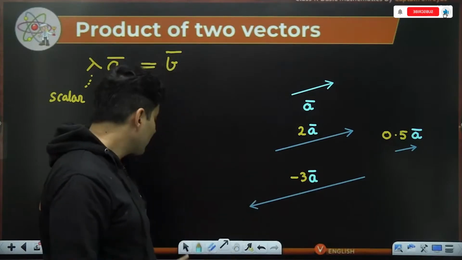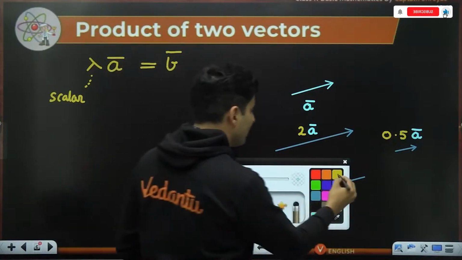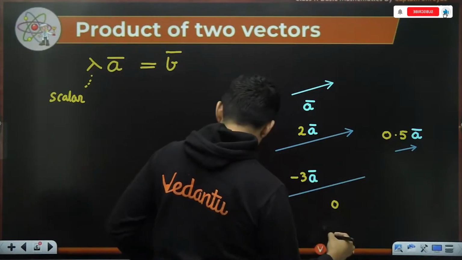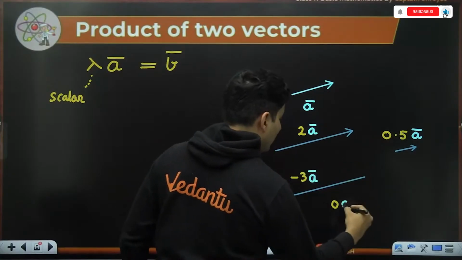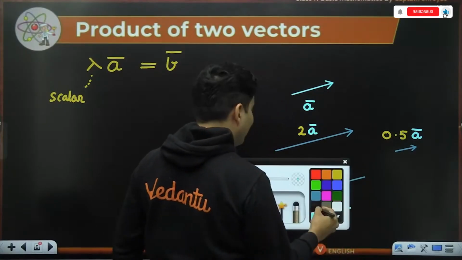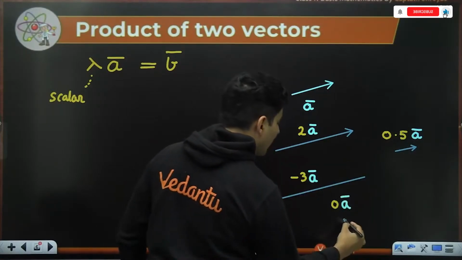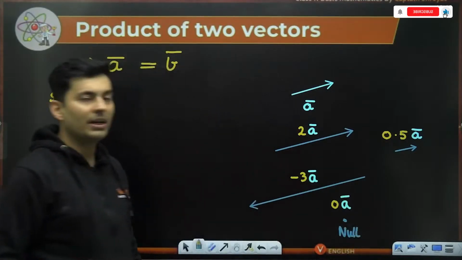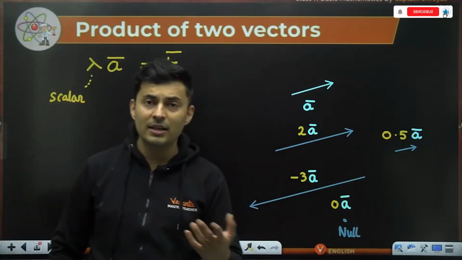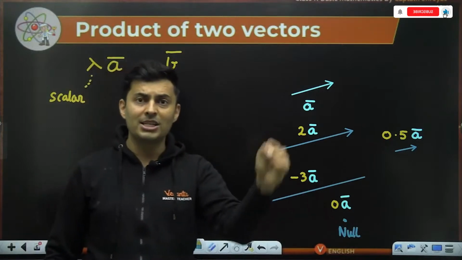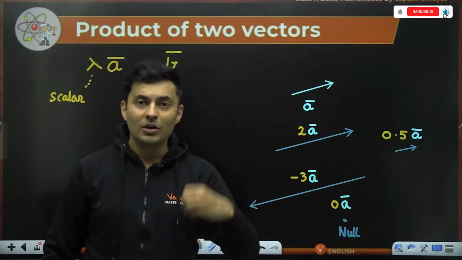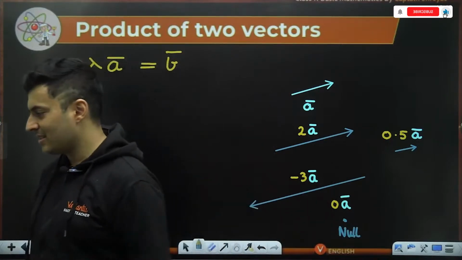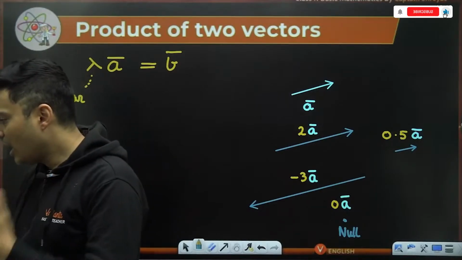But sir, what if I multiply it with the number 0? What if I take 0 times a bar? Can you guys quickly guess and tell me what will be the final answer? 0 times a bar will be nothing but a null vector. You are multiplying it with 0. That means you are vanishing it. You're completely removing it from existence. Yeah, I hope this is clear.